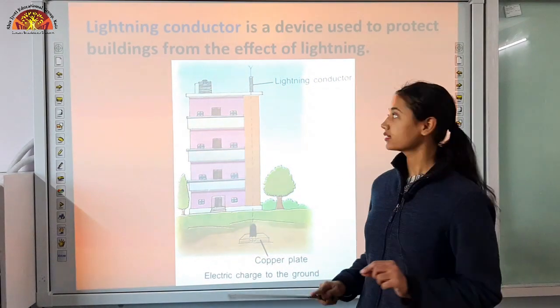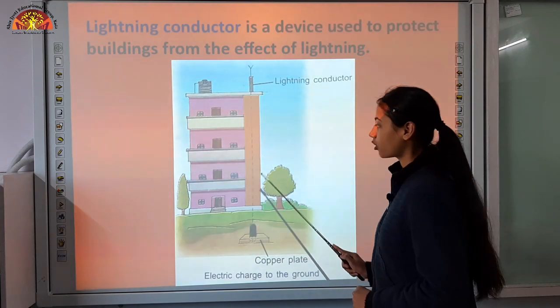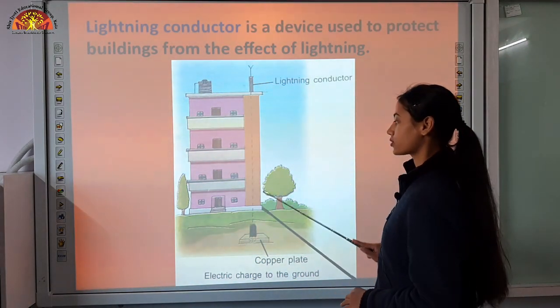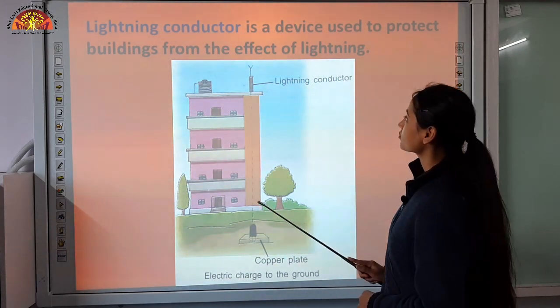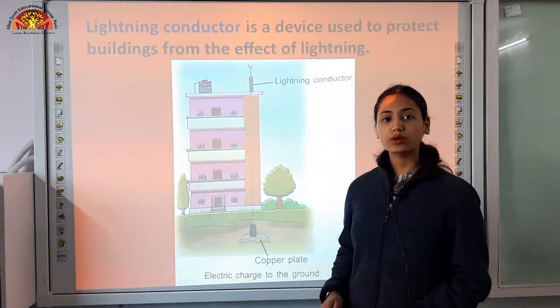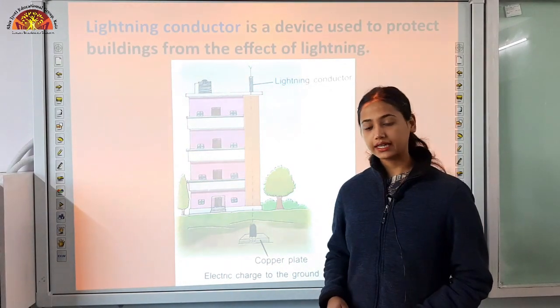So whenever lightning falls on this building, with the help of this metallic rod, all those charges flow from the top to the bottom of our building and to the copper plate. And this is the purpose of a lightning conductor, to save our building. So the people who are living inside this building are protected from the effect of lightning.